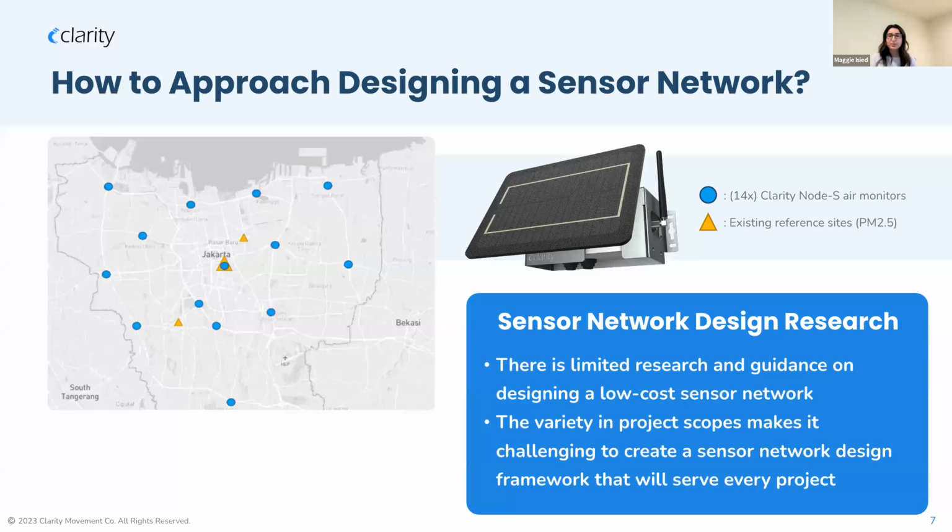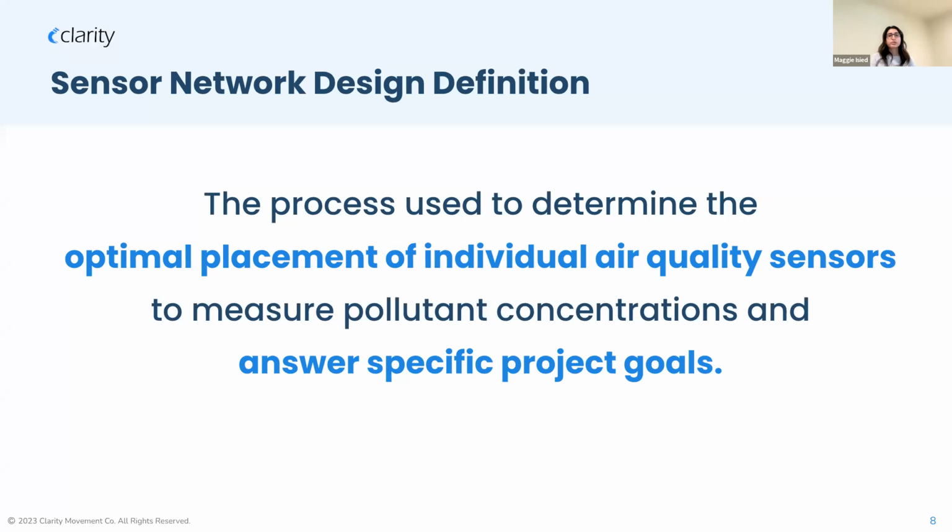So knowing that this was a newer topic and seeing that this was a big industry need, I decided to take it on as part of my dissertation research. So I conducted a literature review to learn more about the resources available to design low-cost sensor networks and how those could be synthesized in an easy to use guide that would assist projects in using them. For this presentation, I will be using the working definition of sensor network design that you see on the slide. I'm defining this as the process used to determine the optimal placement of individual air quality sensors to measure air pollutant concentrations and answer specific project goals.